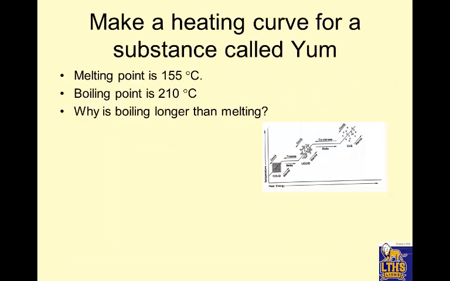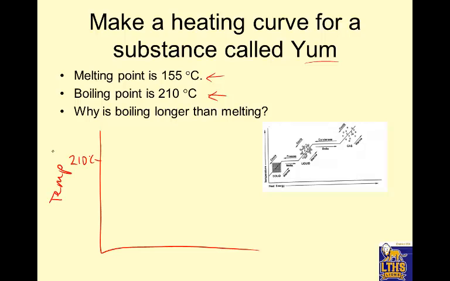So, can you make a heating curve? Well, let's see. This substance is called yum. Want to make a heating curve? Well, let's make it specific. We need these two things. The boiling point is always the higher temperature. So this is going to be temperature in degrees Celsius. And then the melting point is the lower one, 155 degrees Celsius. So we want the whole heating curve here.